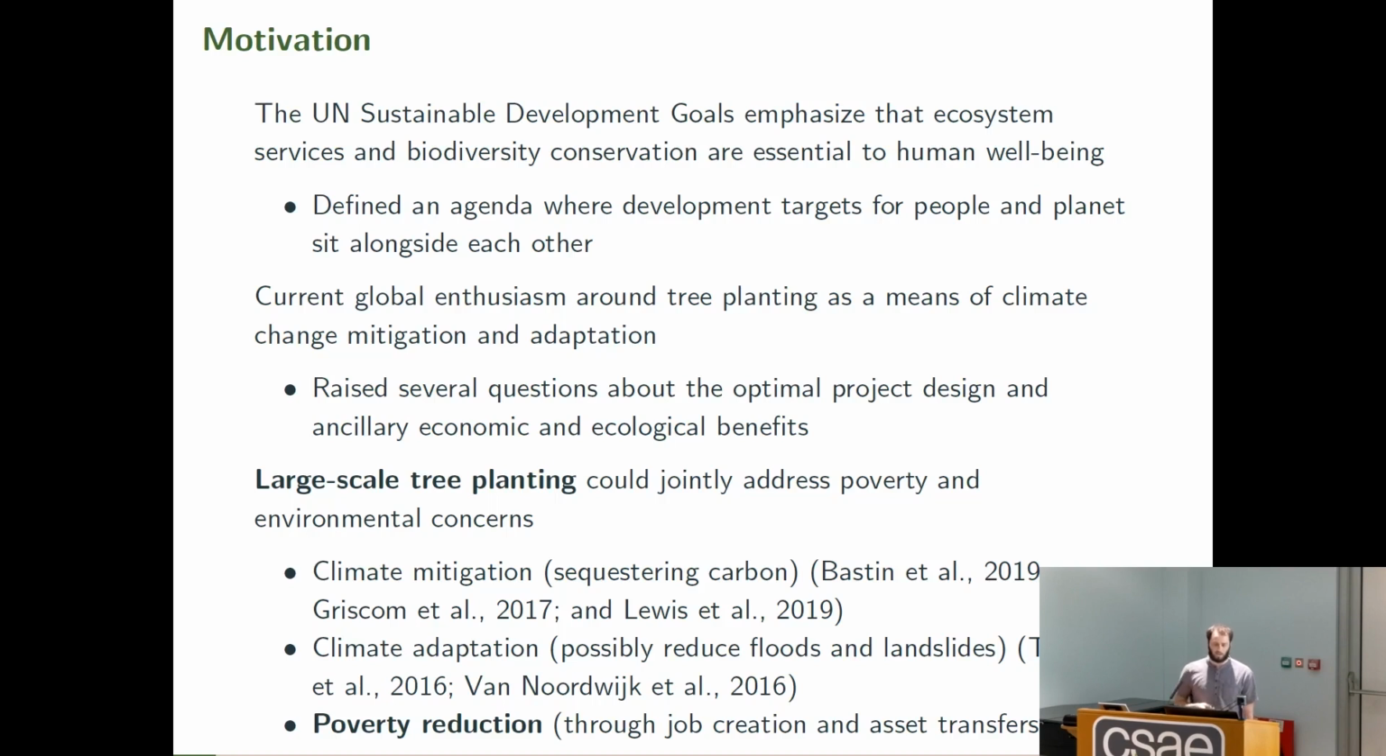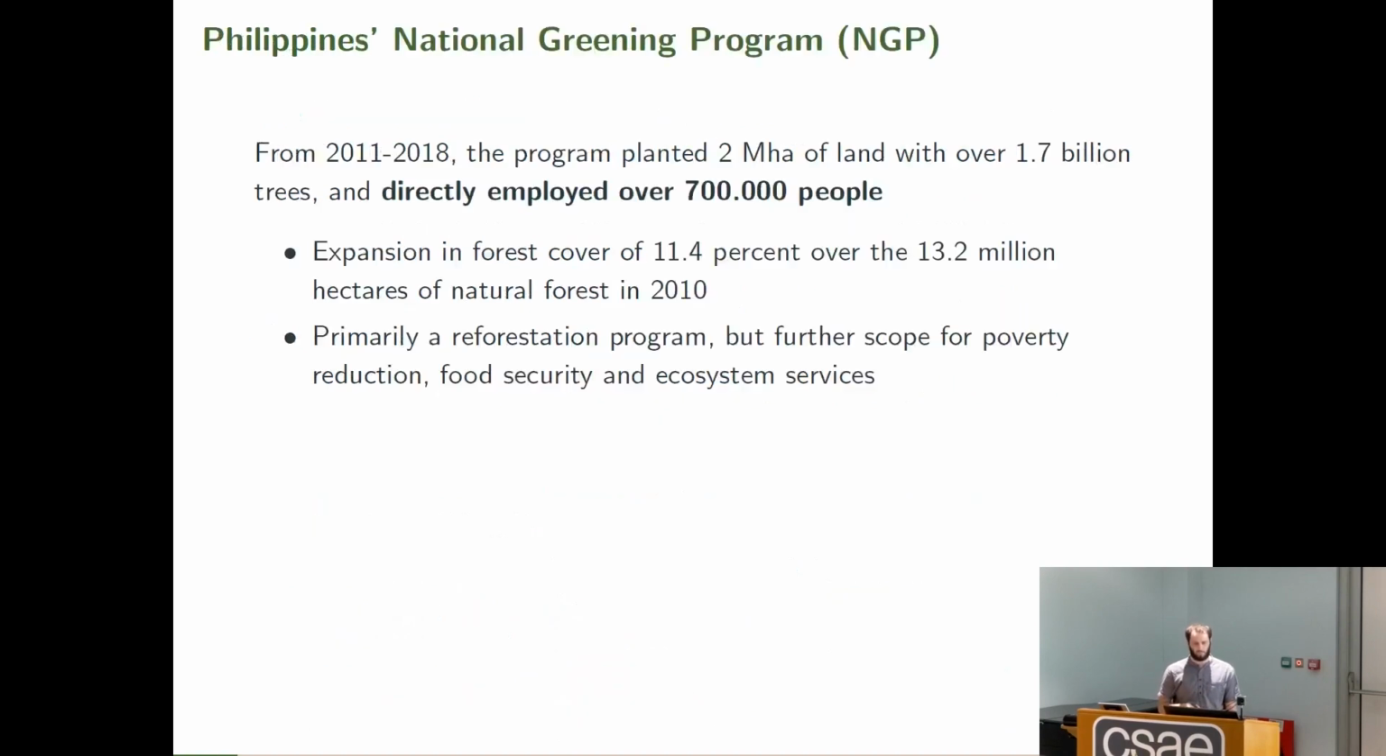The most obvious is climate mitigation, that's just sequestering carbon from the atmosphere. There's evidence of climate adaptation, so it could reduce landslides. There's some evidence in both ways of whether it could reduce floods. It's less certain. But what we're going to be concerned about in this paper is whether it can be used to reduce poverty. And that would be through creating jobs, transferring assets into communities.